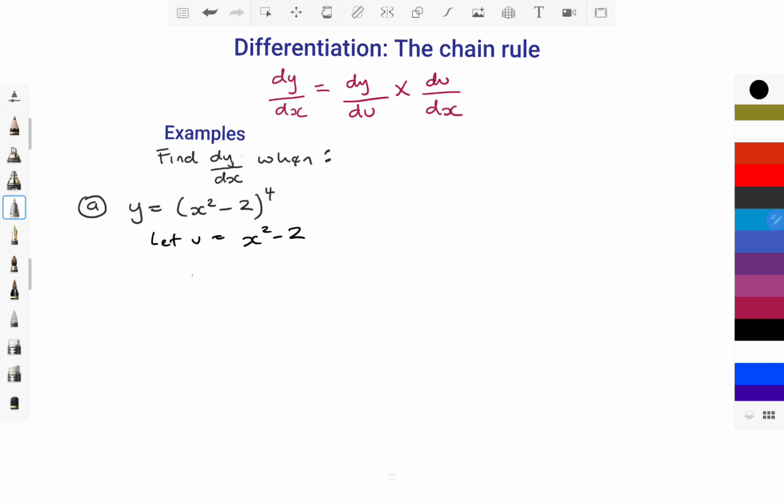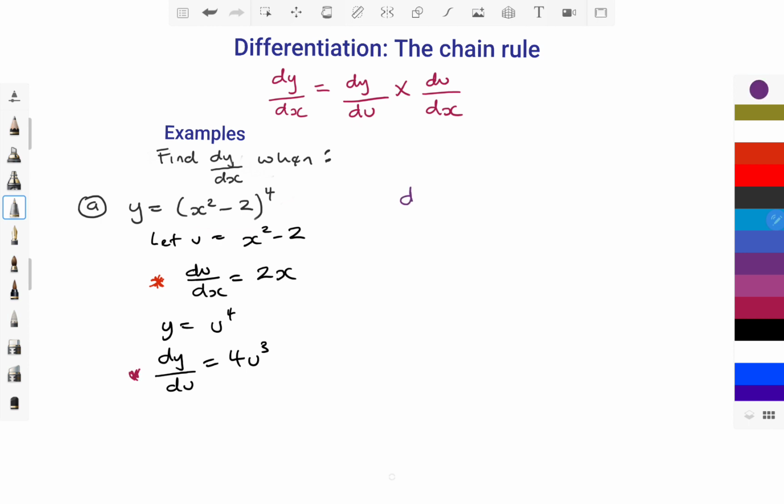From here we know that if we differentiate u with respect to x, we have du/dx equals 2x. We will be substituting that into our chain rule, and because we already said let u equal x squared minus 2, our y is equal to u to the power of 4. If we differentiate y with respect to u, we are going to have 4u cubed. We are also going to use that for our chain rule.